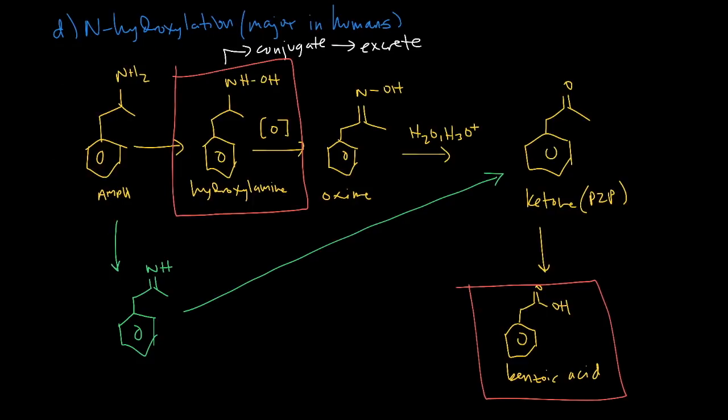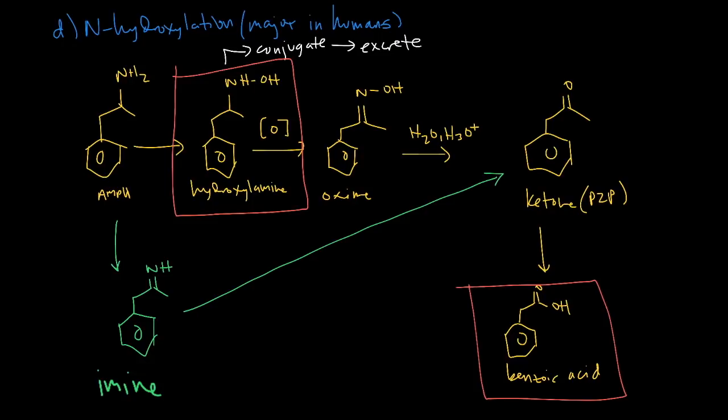Amphetamine, subreaction number 3. Amphetamine can be converted to an imine, which is a double-bonded nitrogen without anything attached to it. Compared to an oxime, which is a double-bonded nitrogen attached to a hydroxyl, an imine is just a double-bonded nitrogen. So amphetamine can just be converted to an imine. And this imine is converted to a ketone, which is P2P. P2P can be converted to benzoic acid.